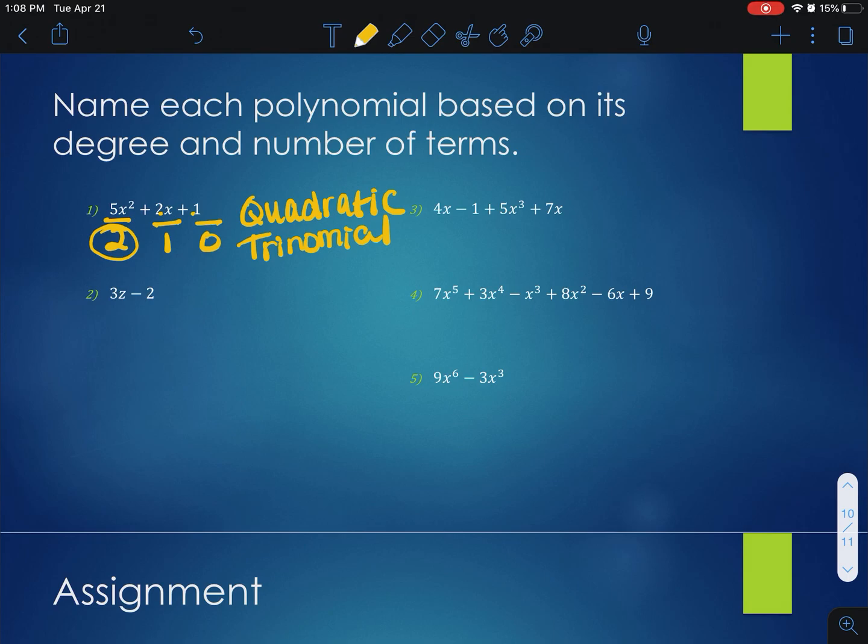Number 2, 3z minus 2. The degree of 3z is 1. The degree of negative 2 is 0. So 1 is the biggest degree, which means it is linear based on your chart. And there are 2 terms, so that makes it a binomial. So a linear binomial.